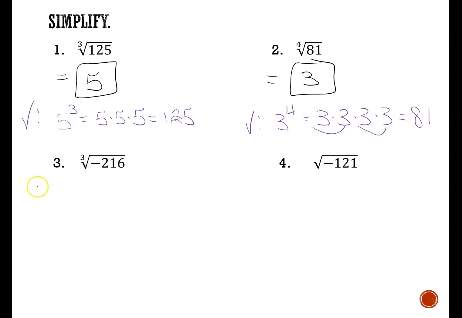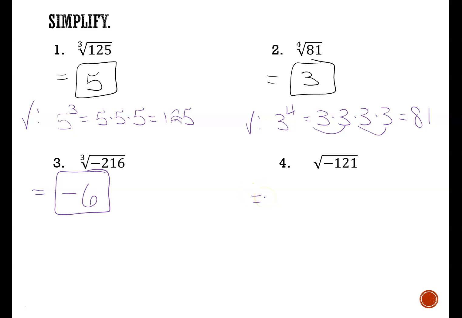Number 3, you've got the cube root of a negative. Now remember, the cube root never has an i. Anytime you take an odd root of a negative, it just means you're going to end up with a negative answer. And the cube root of 216 is also in our list, and it's 6. So negative 6.